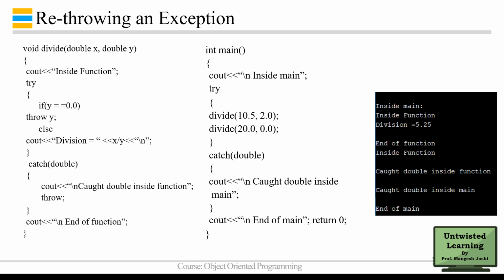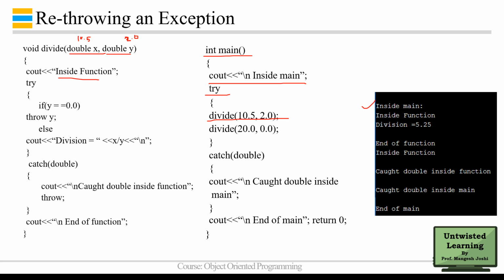So you have again the same divide function, double x and double y. So first of all it will print inside function. Okay, let us this time start with the main function, right? Because the program always starts with your main function. So first of all it will print inside main function. So you can see inside main is printed. After that it will go into the try block. Then this will be called, divide 10.5 comma 2.0. So x will be assigned the value of 10.5 and y will be assigned the value of 2.0.